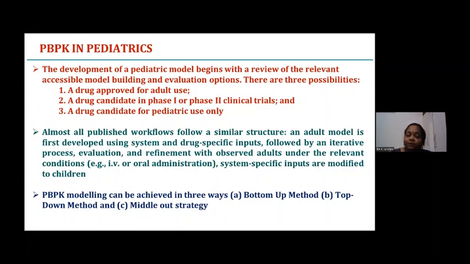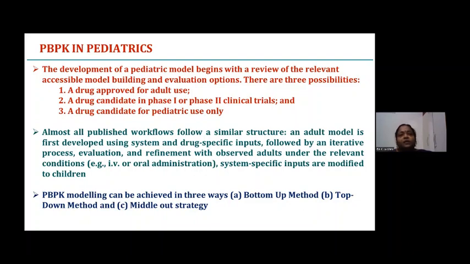So PBPK in pediatrics can be done in three possible ways. One is a drug which is already approved for an adult dose can be taken, and modeling can be done for pediatrics. Or if the drug candidate is already in phase 1 and phase 2 clinical trials, and that is over, then it can also be taken up for this particular modeling. Or if the drug candidate is exclusively used for pediatrics, then it can be applied. Almost all the published work so far is on adult models.